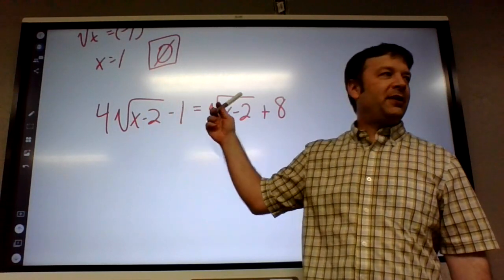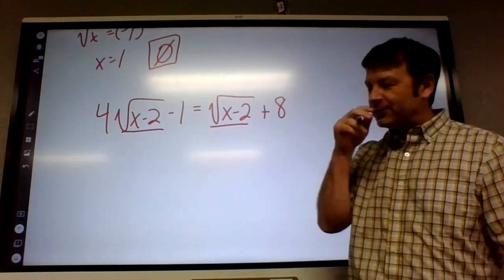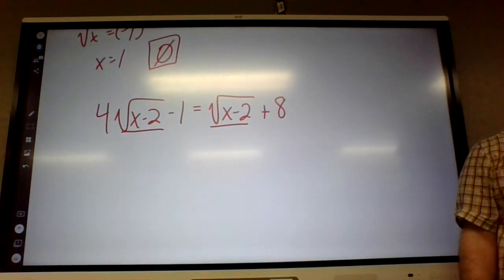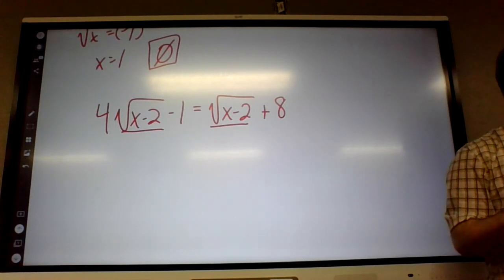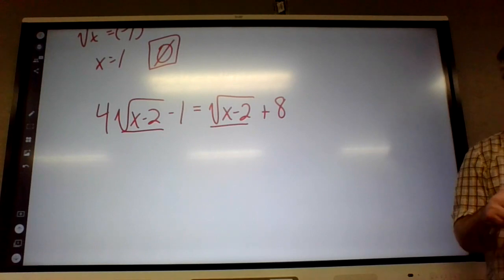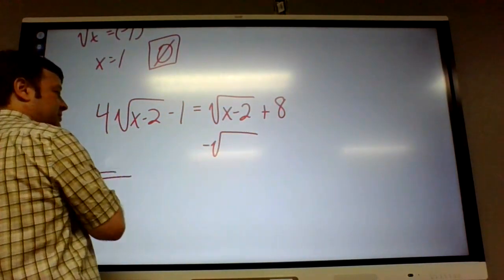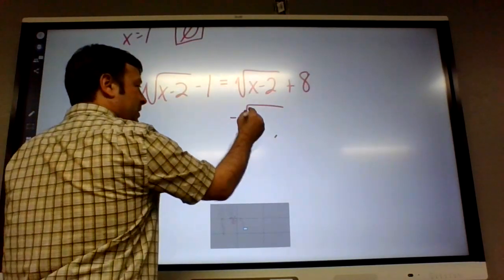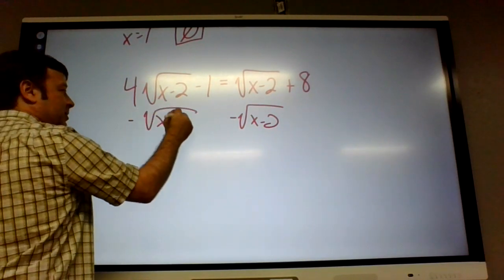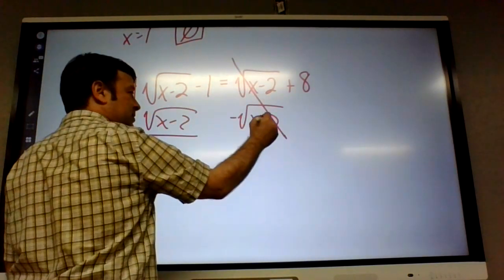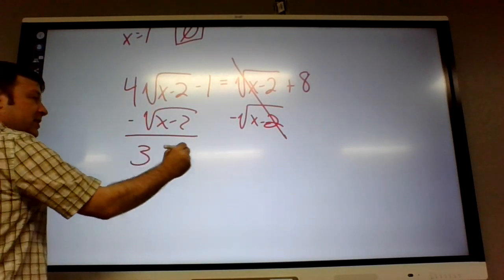How can we solve this right here? Any ideas? Here's kind of the issue, right? What do we do with those things? Could you subtract? They're like terms. Could you subtract the second one and then make it 3 square root of x minus 2? Yes. They are like terms because they're both square root of x minus 2. So you could subtract them on both sides. That would get rid of this one. 4 of these minus 1 of these is 3 of these.